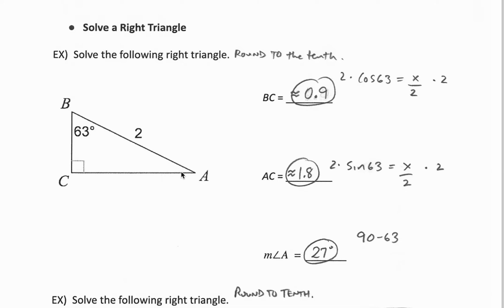Angle A may be the easiest. All you need to do is know that these two angles add up to 90 degrees, so subtract what you know from 90. 90 minus 63 gives us 27 degrees. So no trig needed, just some basic subtraction.